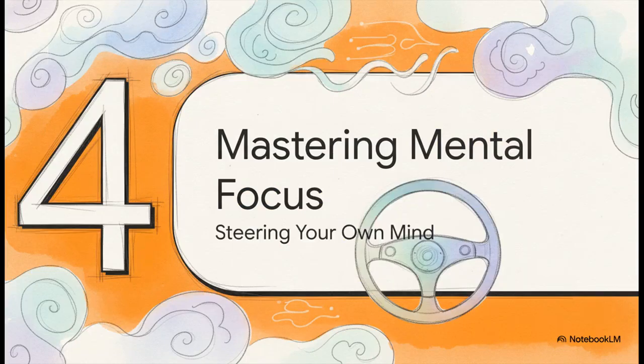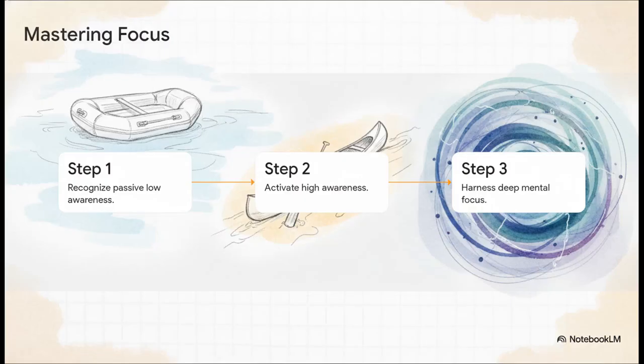All right, let's pull all of this together in our final section, mastering your mental focus. Let's see how this builds into an actionable, overarching solution. Step 1, recognize when you're drifting passively in that rubber raft of everyday low awareness. Step 2, intentionally activate the steered canoe of high awareness to correct those hidden implicit biases. And step 3, harness deep mental focus to alleviate chronic stress and anxiety. It's all about moving from everyday passive filtering to intentional, high consciousness and therapeutic focus.